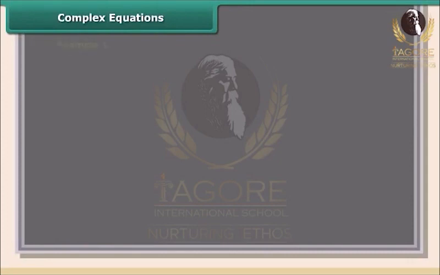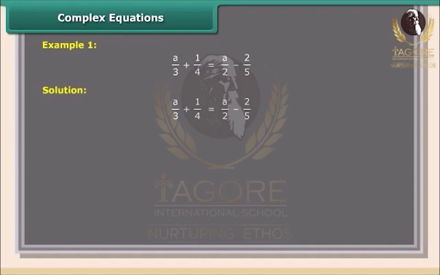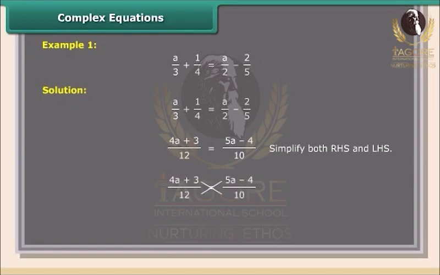Complex equations. Example 1. a/3 + 1/4 = a/2 − 2/5. Solution. a/3 + 1/4 = a/2 − 2/5. (4a + 3)/12 = (5a − 4)/10. Simplify both RHS and LHS.